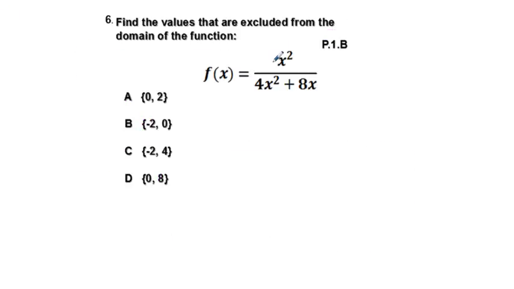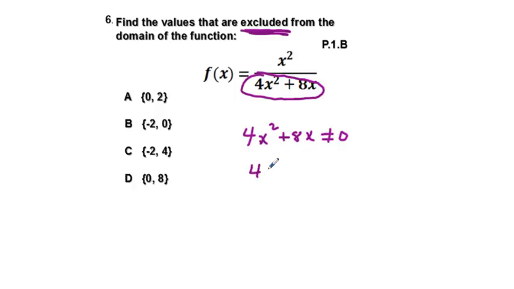Find the values that are excluded from the domain of the function, or restricted from the domain. We don't have any restrictions due to what's in the numerator, but in the denominator, that's what we're looking at. Specifically, we know that 4x squared plus 8x cannot equal 0. And if we take a greatest common factor from these two terms, that's going to be 4x times x, and so 4x times x equals 4x squared. 4x times what equals 8x? Well, that's going to be plus 2. It's not equal to 0.